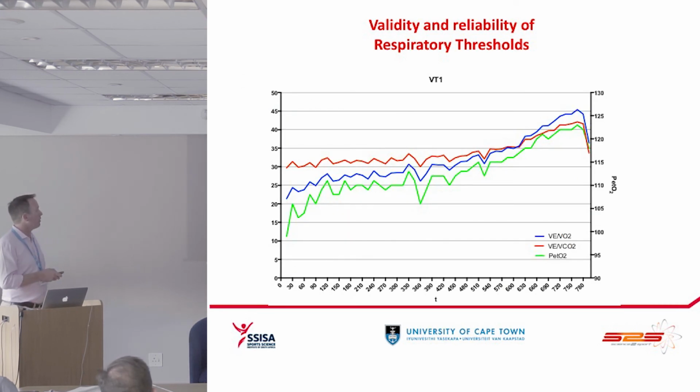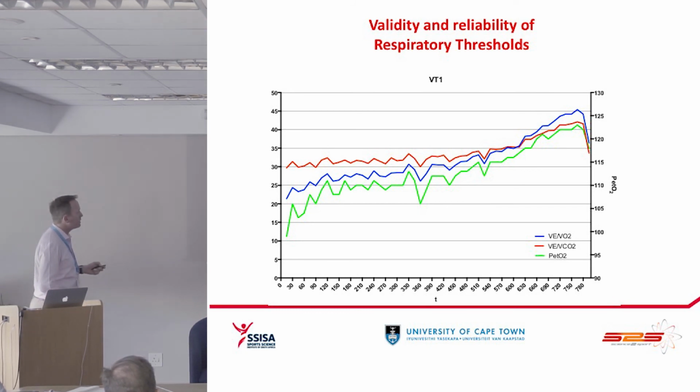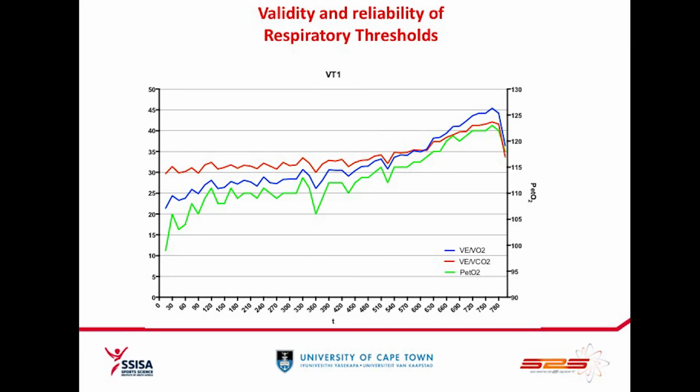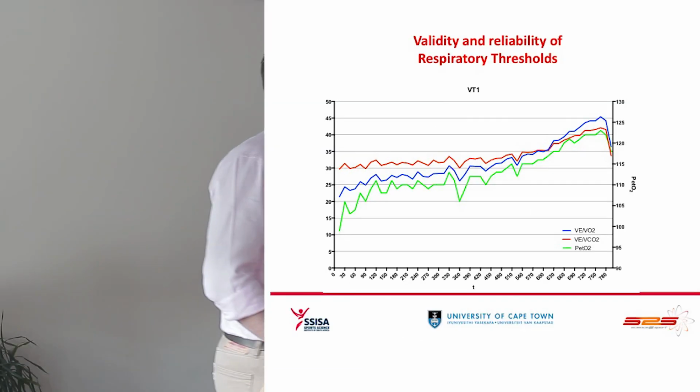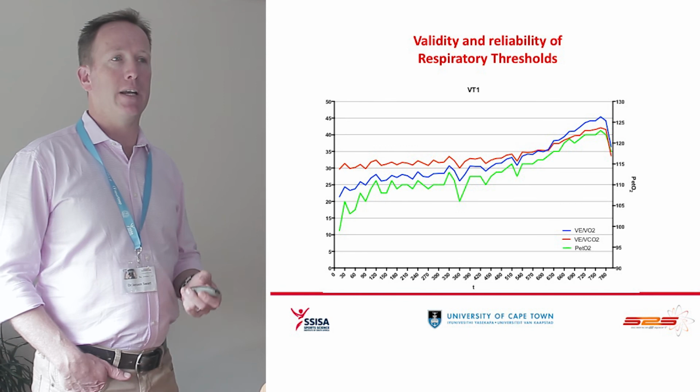And here's an example. A friend of mine, Jens, who did a test with us. If you look for VT1, which is where your VeVO2 suddenly increases, you would say it's probably here. But it must occur at the point that VeVCO2 doesn't increase, which is the red line, and they seem to both increase there. And your end tidal oxygen must not increase, and it seems to increase there. I would bet anybody that they won't be able to actually definitively define where VT1 is in this.